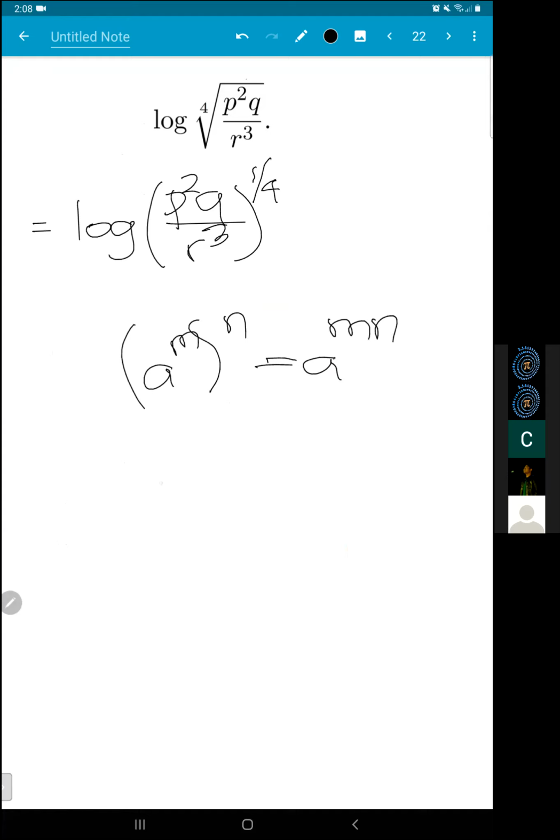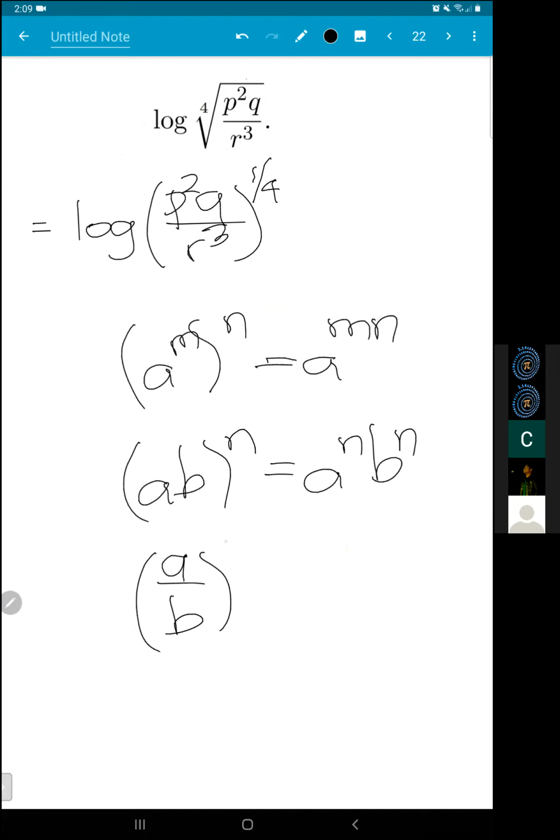We also have ab raised to n equals a to the n, b to the n, and then a over b to the n equals a to the n over b to the n.